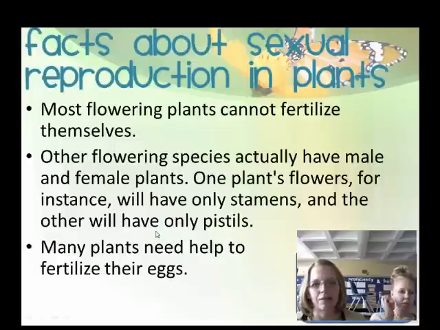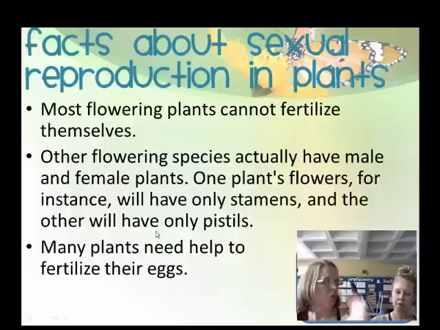Okay, so here are some things about sexual reproduction. Most flowering plants cannot fertilize themselves, meaning that one flower does not have what is needed in order to reproduce. And there's two reasons for that. Their pollen might be so far away from their pistil, because sometimes they're in separate structures of the plant. Sometimes the stigma, the thing on top, has a chemical that blocks its own pollen. So even though the pollen touches it, and you think it should pollinate it, it doesn't because it chemically blocks it. It doesn't allow it to pollinate itself.